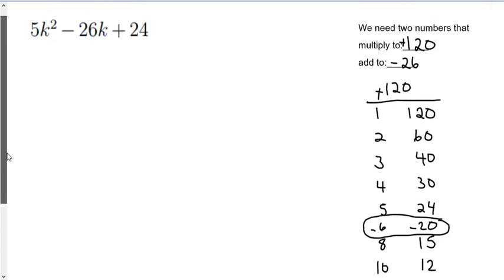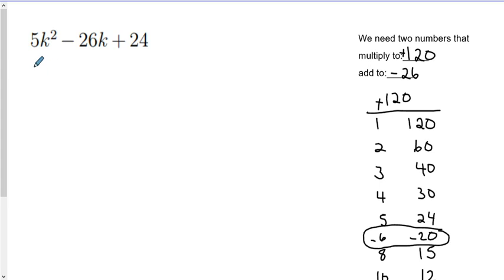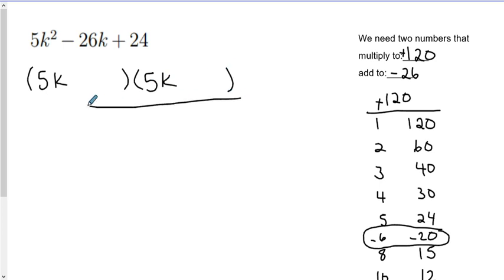All right, so we're going to do the same as before. Open up our two brackets, put a 5k in each. Oops, divide by 5. So it's just this a value that we're going to divide by. Now we're going to take our numbers and put one in each: 5k minus 20, 5k minus 6, and we have to common factor.